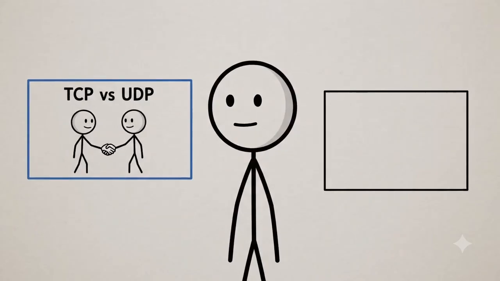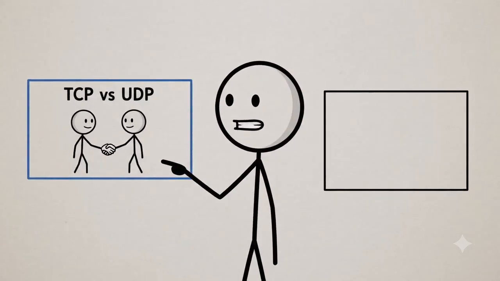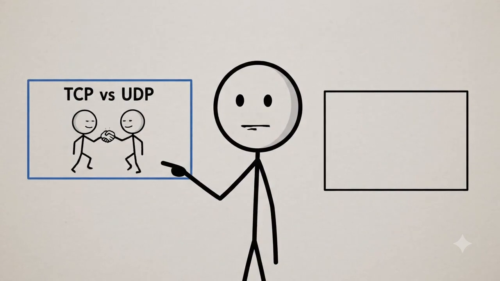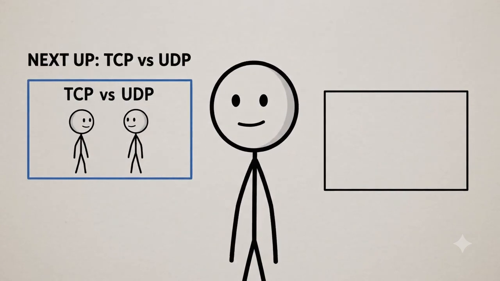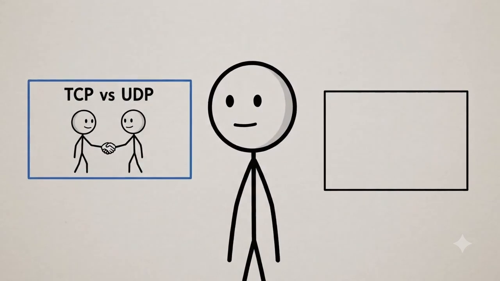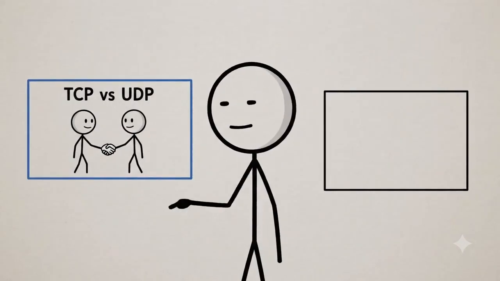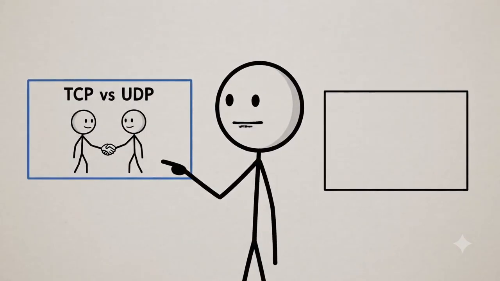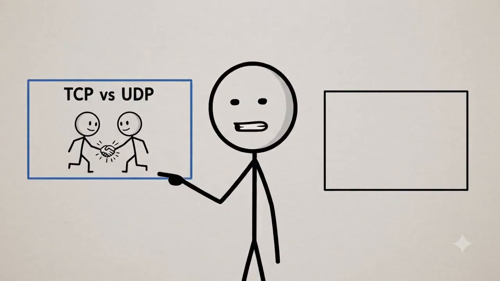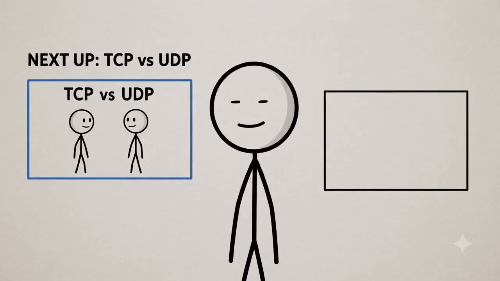Up next, we're zooming into layer 4 and breaking down TCP versus UDP, the three-way handshake, port numbers, and why one streaming service uses one while a video call app uses the other. It's another exam favorite and it pairs perfectly with everything you just learned.